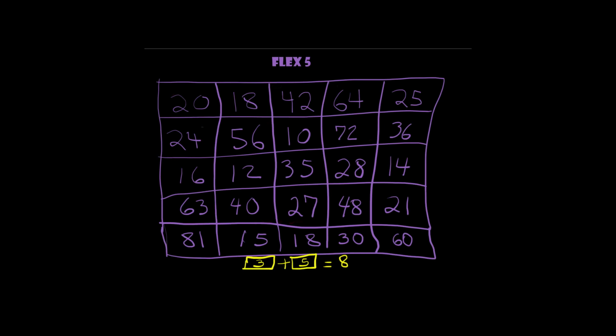So this game is Flex 5. It's kind of like the old game Connect 4, where what you're going to try to do is get 5 in a row, either vertically, up and down, sideways, or diagonally. So you'd have to try to make a row of 5. What you're going to do here, it doesn't really matter what colored dice you have, but you're going to roll 2 dice, and then you're going to add those answers together. So 3 plus 5 would equal 8.